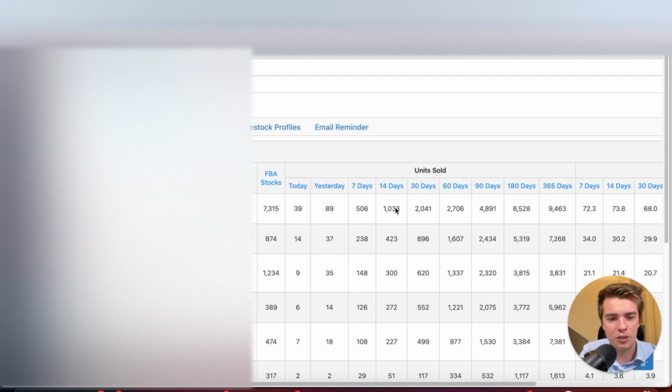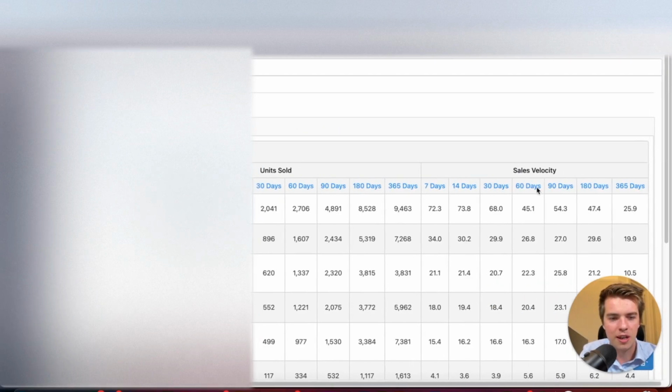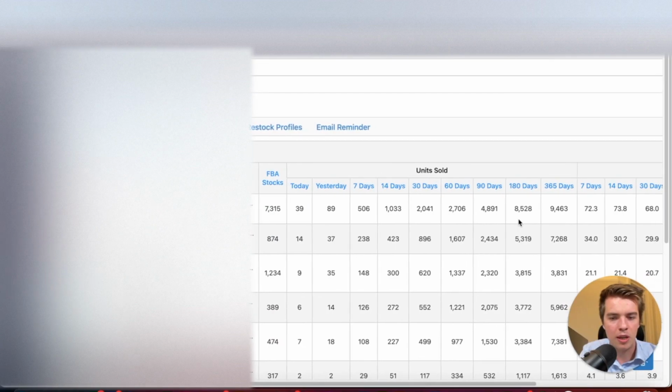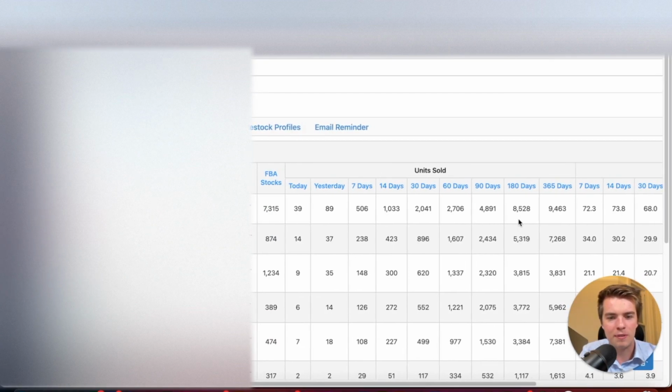So this shows you the units sold and your sales velocity. The main thing you want to be looking for here is irregularities in your sales. So for example, the last 7 days, 14 days, and 30 days kind of average. You're averaging around 515 units a week in the last 2 weeks. That kind of averages around the same, similar to the last 30 days.